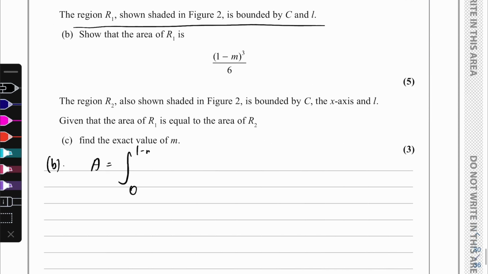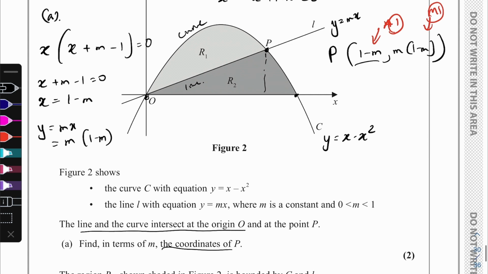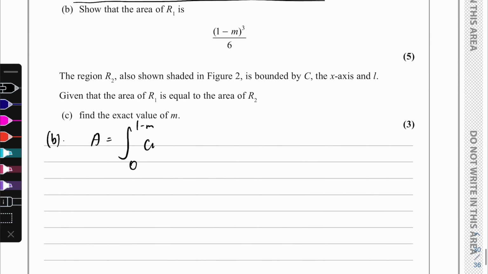So we're going to do curve minus line. So this is going to be the integral of curve minus line dx, from 0 to 1 minus m. The curve is what? It's x minus x squared. The line is what? Minus mx, dx.